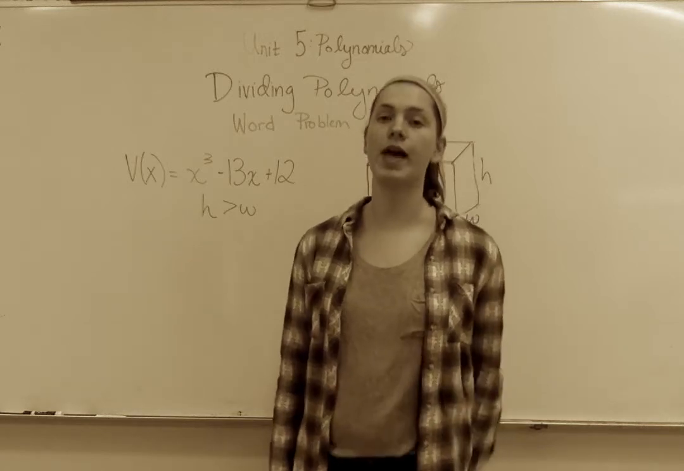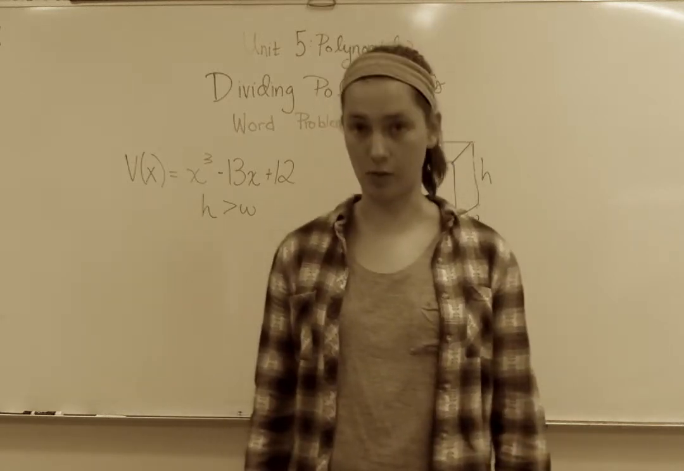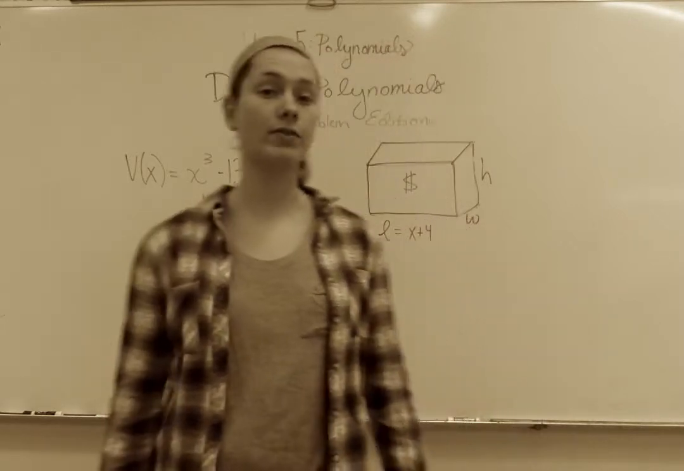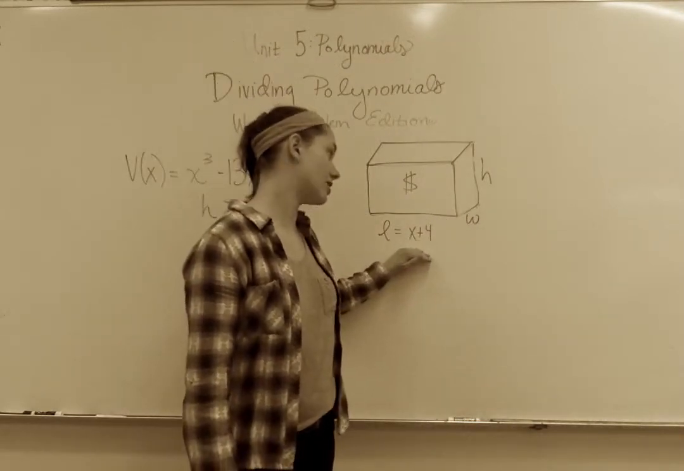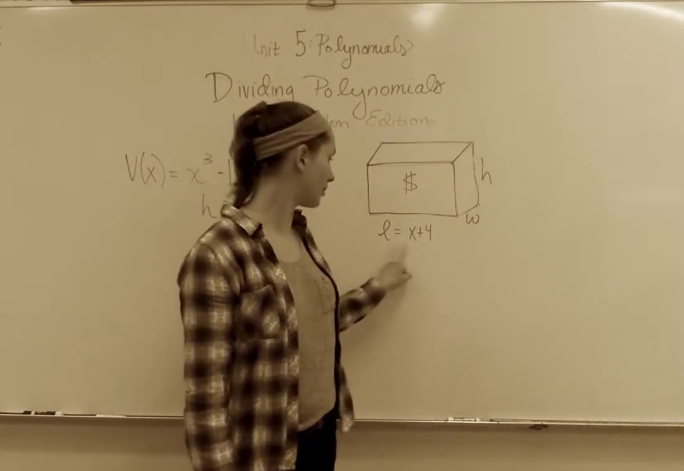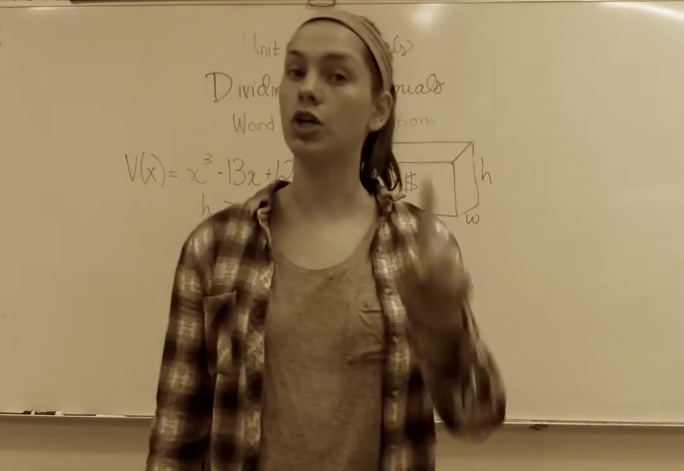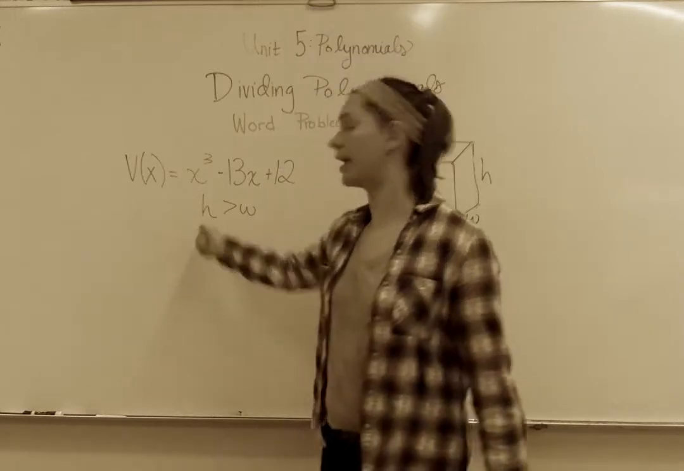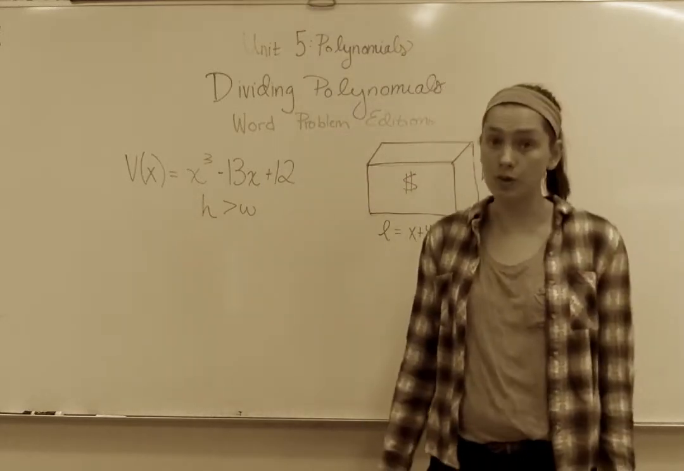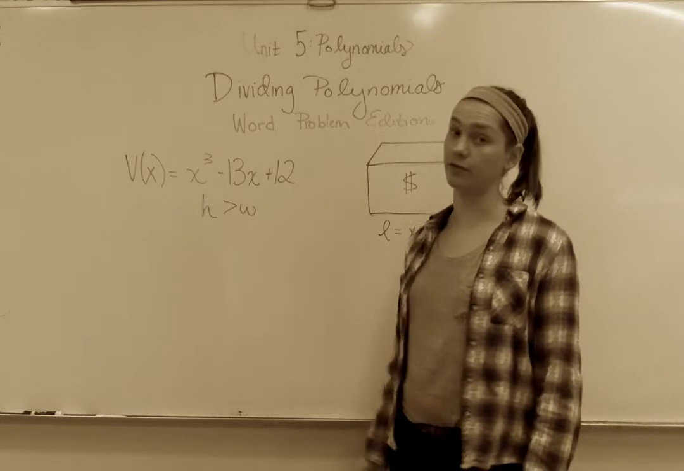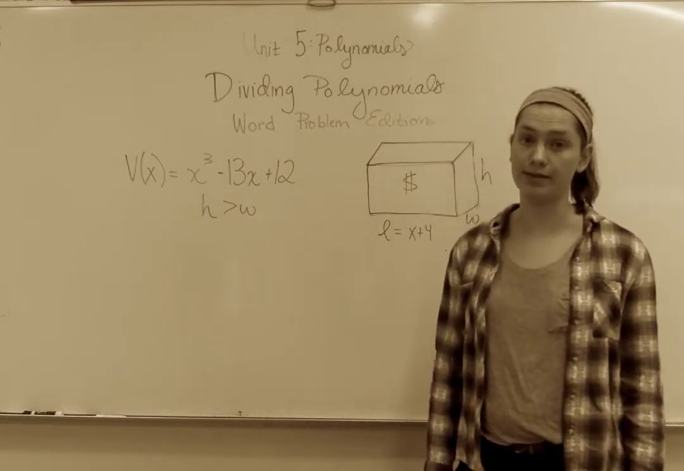Next up, we're going to look at an application of dividing polynomials. So let's say you have a rectangular object and you know that the length is a certain number plus 4, but you do not know what the width and height could be. You know one other thing, that the height is greater than the width. You also know this equation for volume in terms of the same variable x.